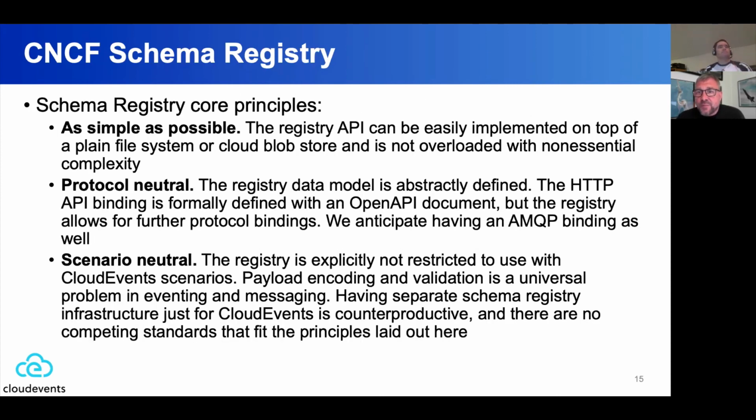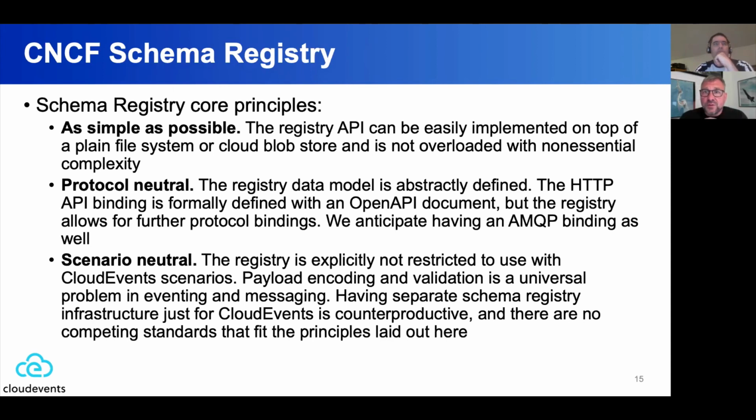Next. So that's one of the principles that we have, that it should be scenario neutral. It should also be protocol neutral. So the registry data model is abstractly defined, and the HTTP binding that we have, so setting and receiving message schemas via HTTP, is well defined right now with an OpenAPI document. But the registry's data model is abstractly defined, and it allows for protocol bindings, and we certainly anticipate having an AMQP binding for this, and hopefully more bindings. That somewhat depends, because it's a request response model, on the capabilities of the respective protocols, but gRPC is also certainly in the cards.